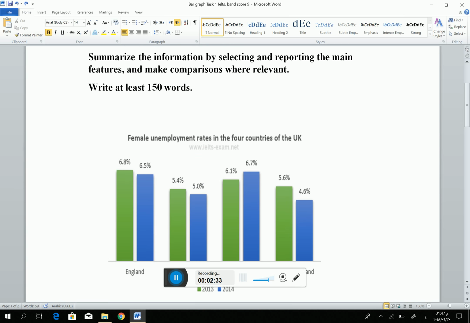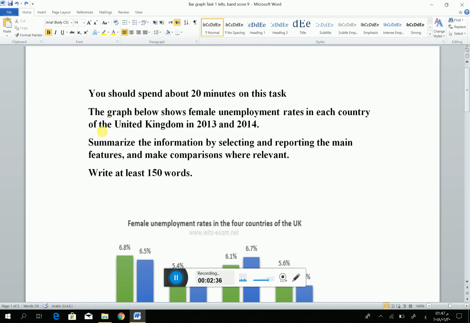Let's go back again to the task. This is the task. Let's highlight it. The graph below shows female unemployment rates in each country of the United Kingdom in 2013 and 2014. Number 1, what you have to do is to paraphrase this statement. Introduction means paraphrasing this sentence. How can you paraphrase this sentence?